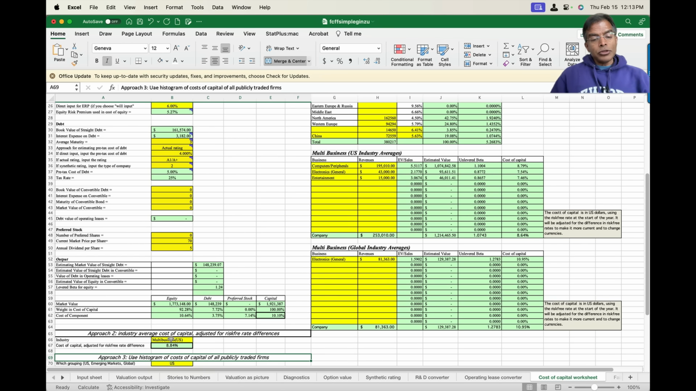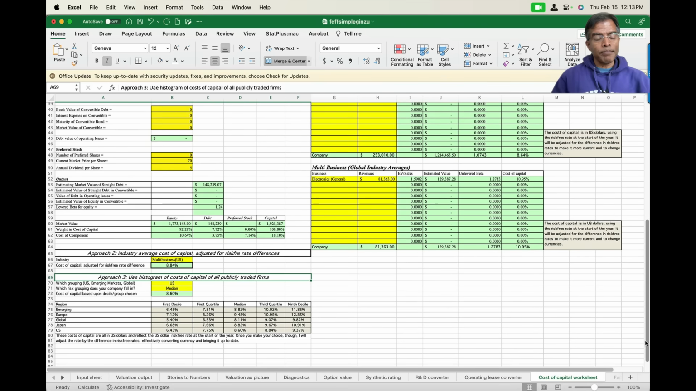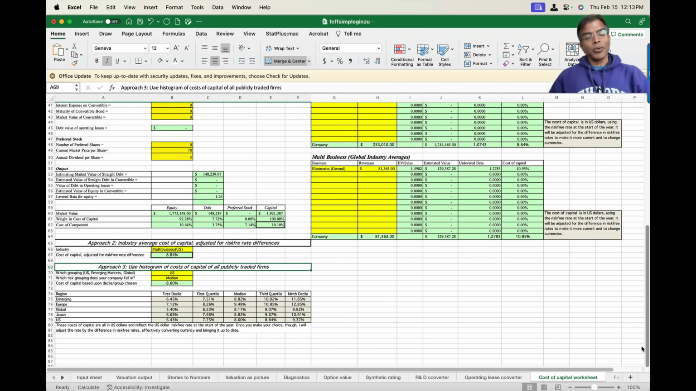So the third approach, you tell me what businesses you're in. I'll take a weighted average of the cost of capital of the other companies in the business. So for this, you'll have to enter the industry breakdown and tell me whether you want US or global, but I'll take a weighted average of the different businesses you're in. And there's a final option that I actually use surprisingly frequently.